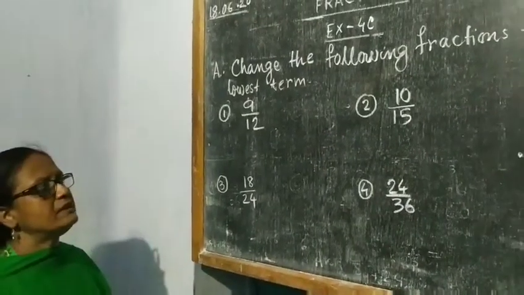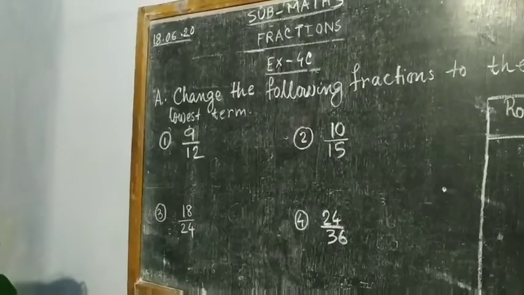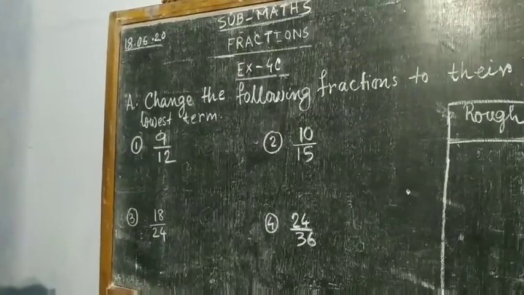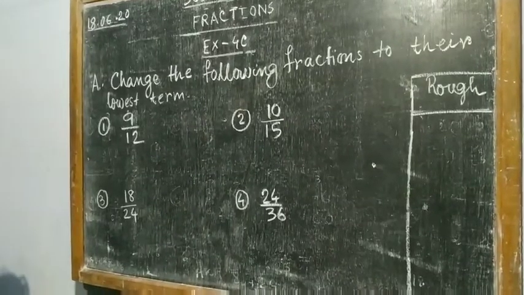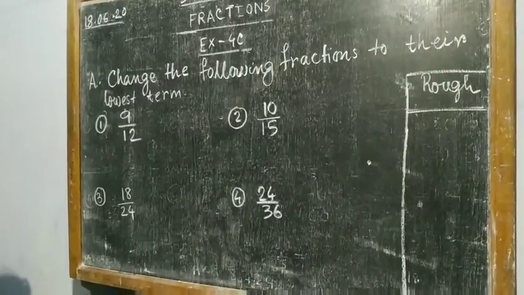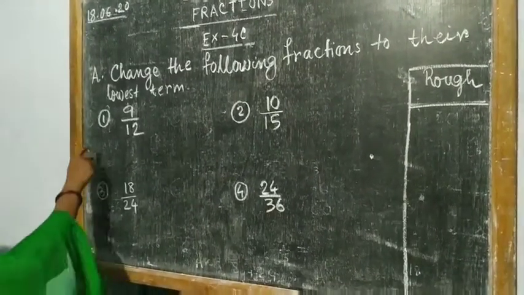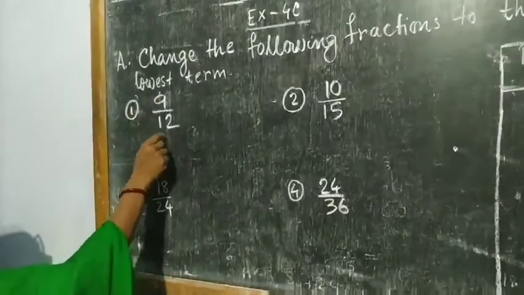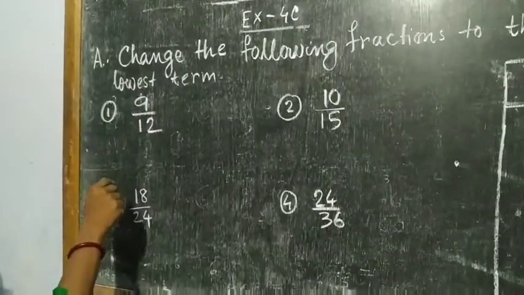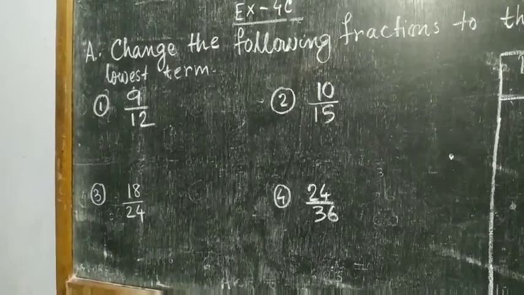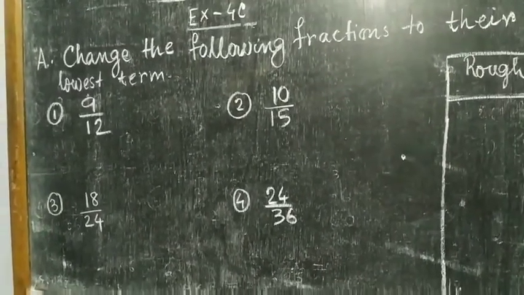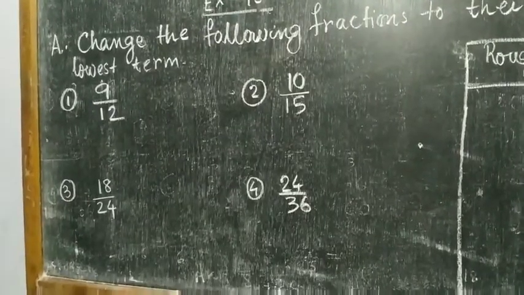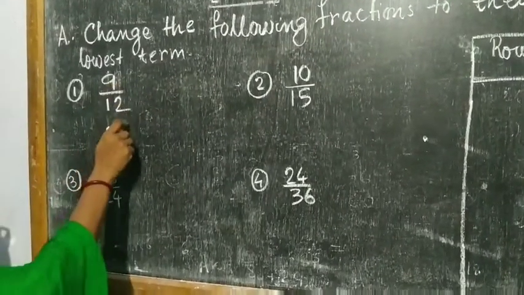Children, today I shall teach you the sums from exercise 4C of chapter fraction. Sum number A, change the following fractions to their lowest term. So now see sum number 1, 9 by 12. So you have to change the fraction 9 by 12 to its lowest term. So what you will do first? First you will take the HCF of 9 and 12.